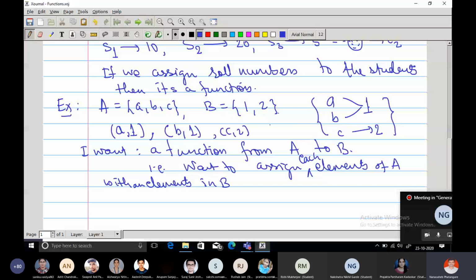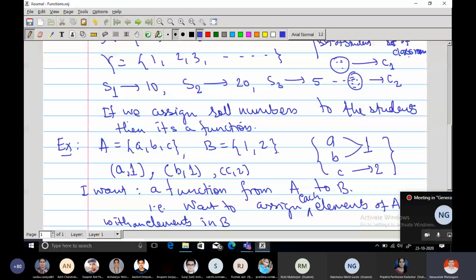Suppose in the previous case, student S1 is assigned two distinct roll numbers. S1 is assigned 7 as well as 10. Is it a well defined assignment? No, right? Because which roll number should be printed on his mark list? For mathematics, I will consider 10, and for physics, somebody will consider 7. Then the software will not work, because the software will not accept marks of such students if this particular student has two distinct roll numbers, right?